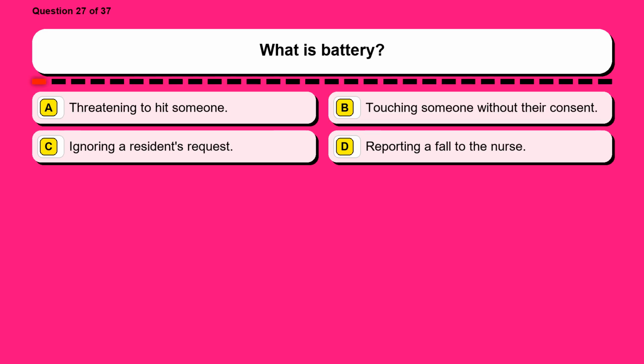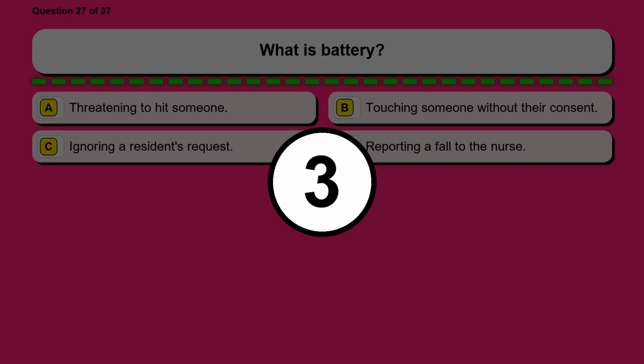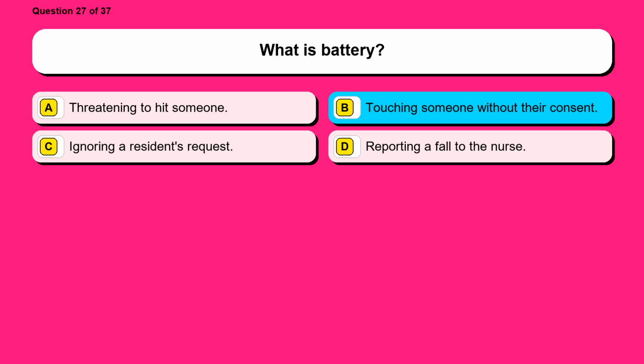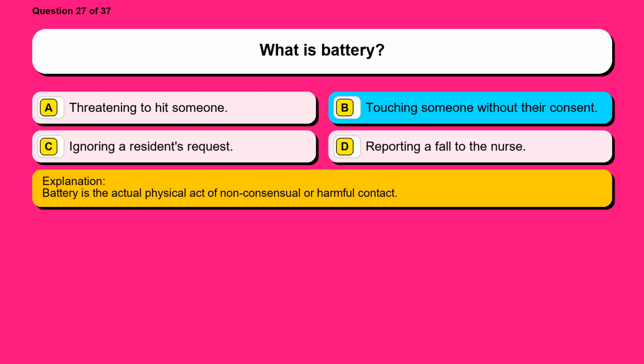Question 27. What is battery? Option A. Threatening to hit someone. Option B. Touching someone without their consent. Option C. Ignoring a resident's request. Option D. Reporting a fall to the nurse. The correct answer is option B. Touching someone without their consent. Battery is the actual physical act of non-consensual or harmful contact.